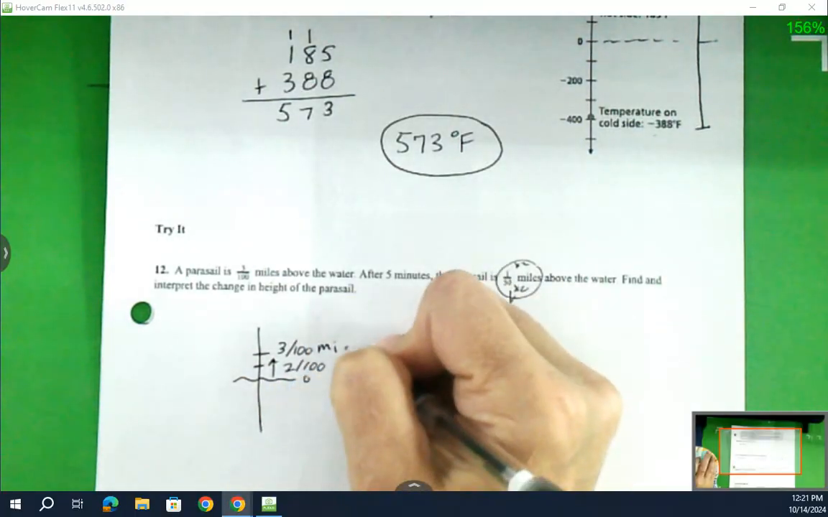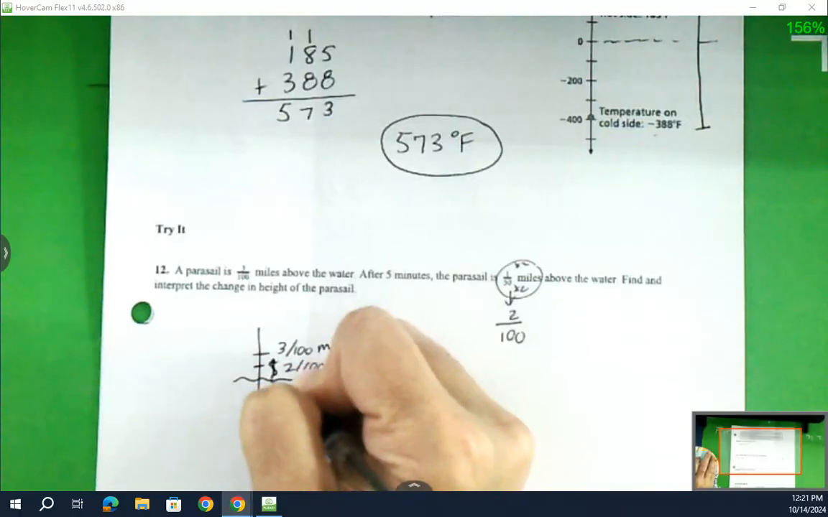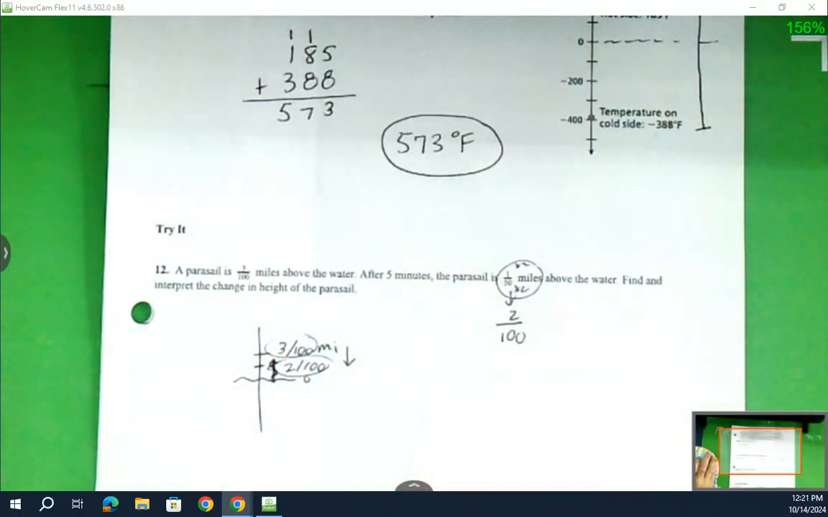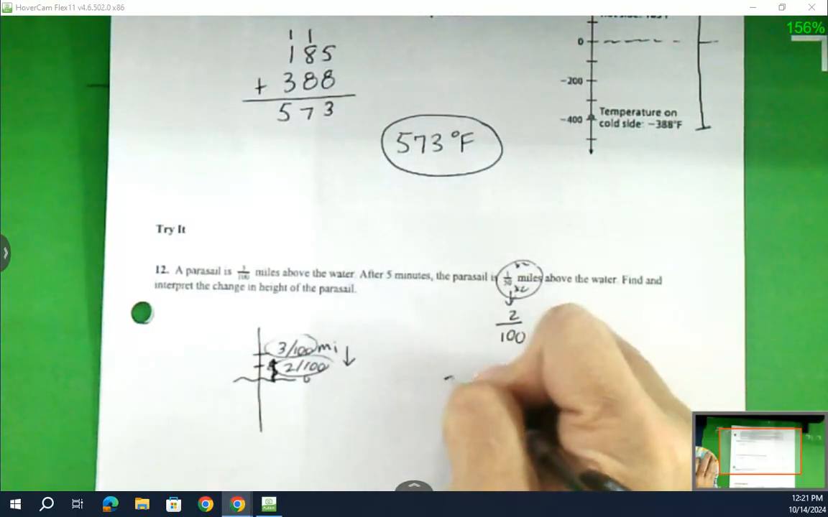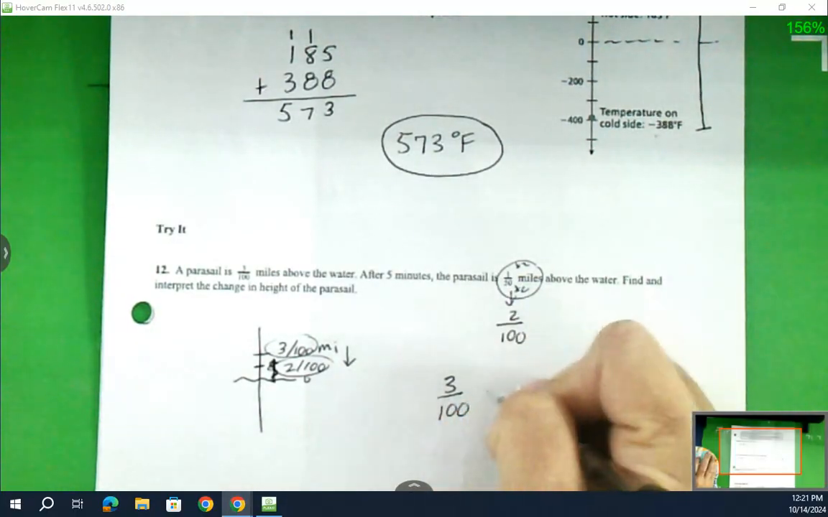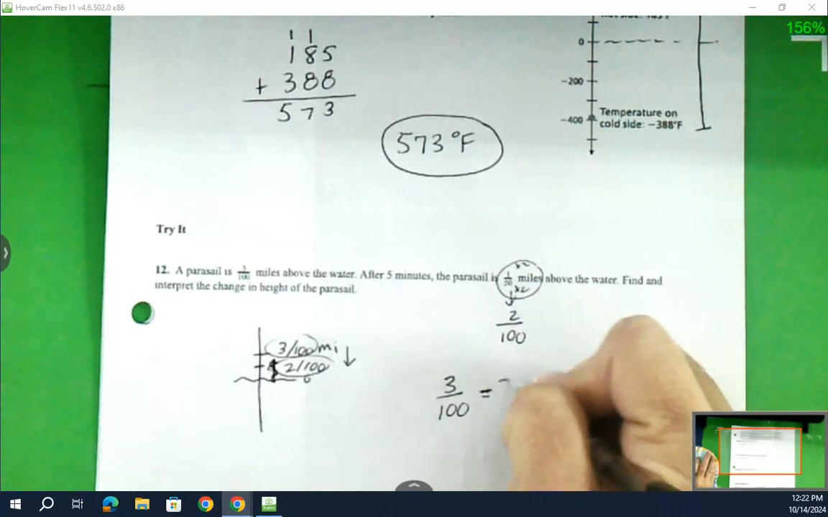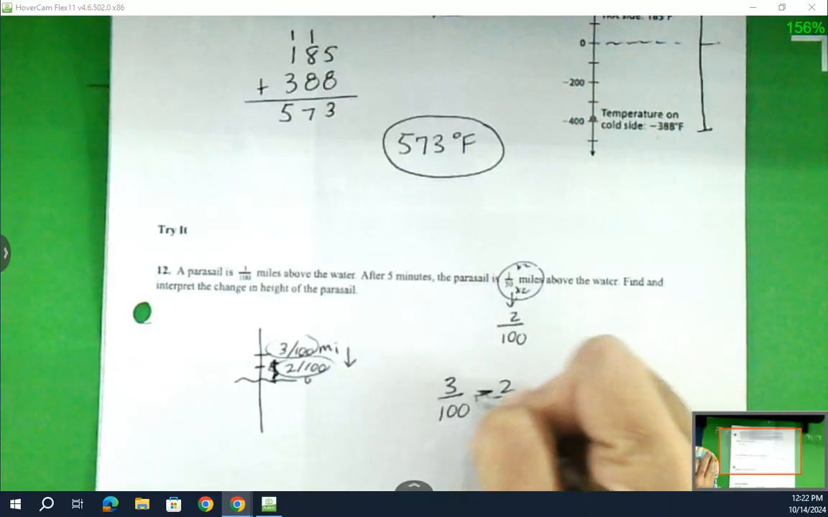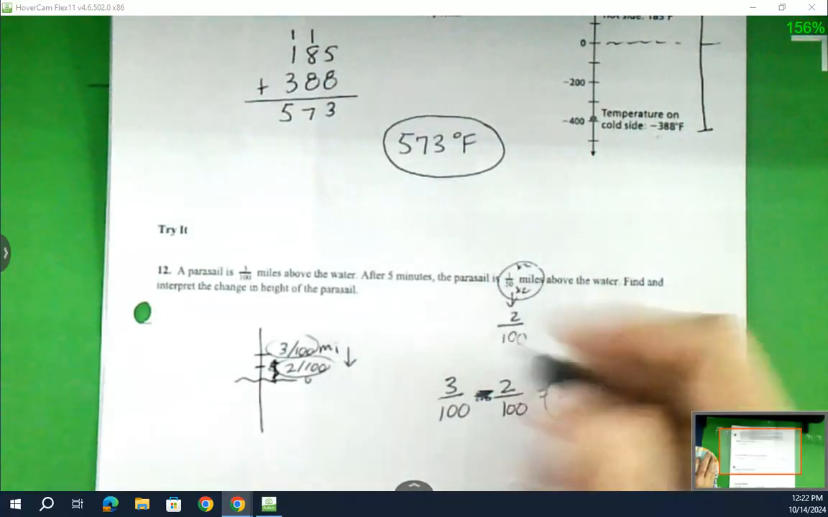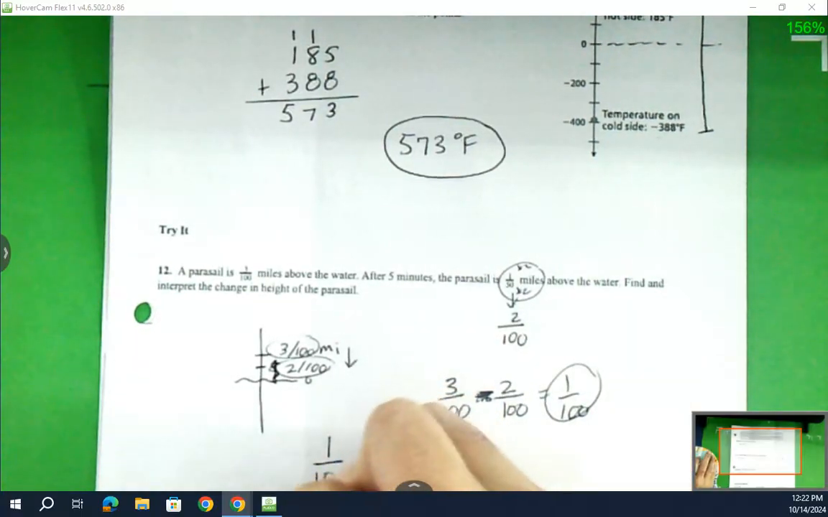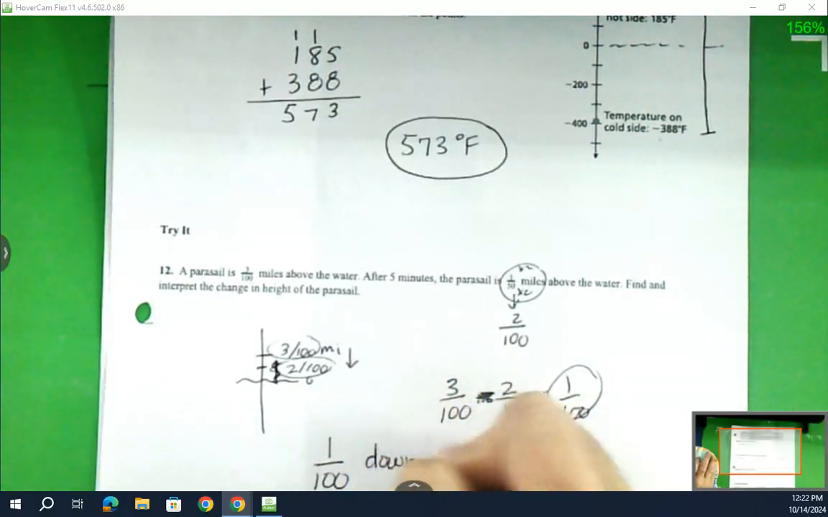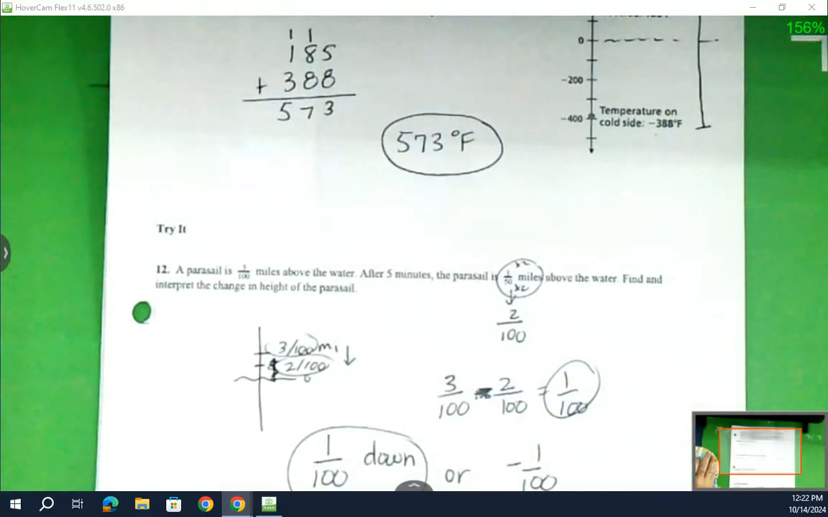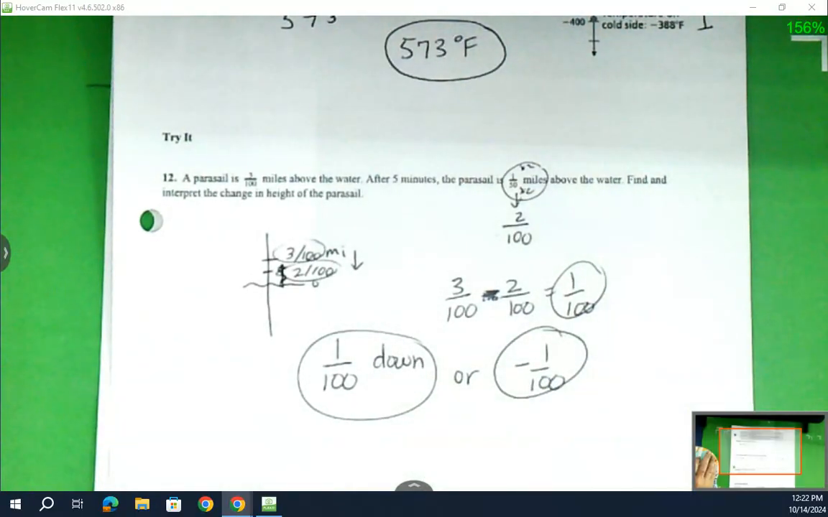So that tells us it actually went down. Okay, this was just our distance from 0, but it started here and it's going here, so it went down. And we're finding their difference. 3/100ths minus 2/100ths is 1/100th. It's just a minus sign. So 1/100th down, or you could say negative 1/100th. Okay.